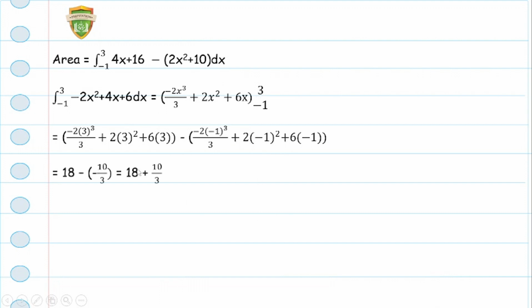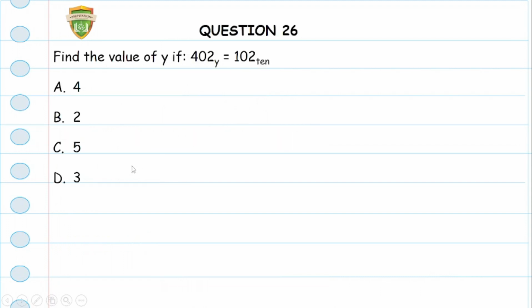And I'm going to get this part to be 18. And I'm going to get inside here to be negative 10 over 3. But we know that minus minus is plus. So that becomes 18 plus 10 over 3. And that brings our answer to 64 over 3, which is option D.